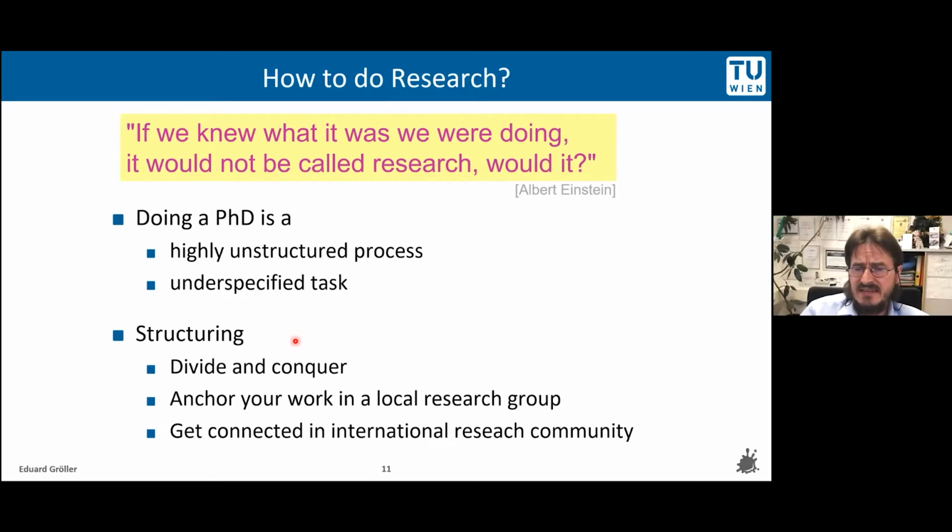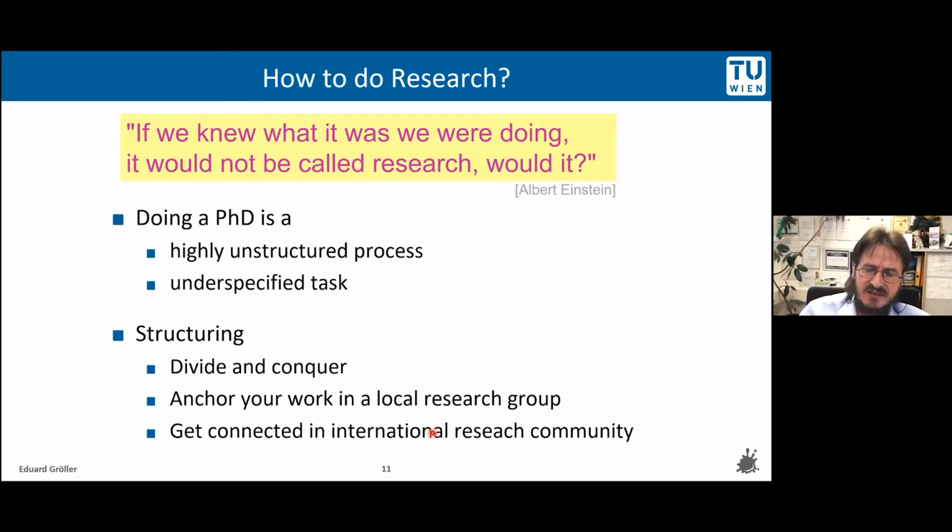A PhD is an endeavor that takes you 3 to 5 years. So you cannot do it in one large chunk, and maybe at the end somebody tells you, well, that's not good enough, or you did something totally in the wrong direction. So divide and conquer is very helpful. You should anchor your work in a local research group because you have to interact. There's no absolute ground truth that you can compare what you're doing to in many cases. So you need to bounce off your ideas with other people, and the best would be to be embedded in a local research group. And then you should easily get connected to the international research community.